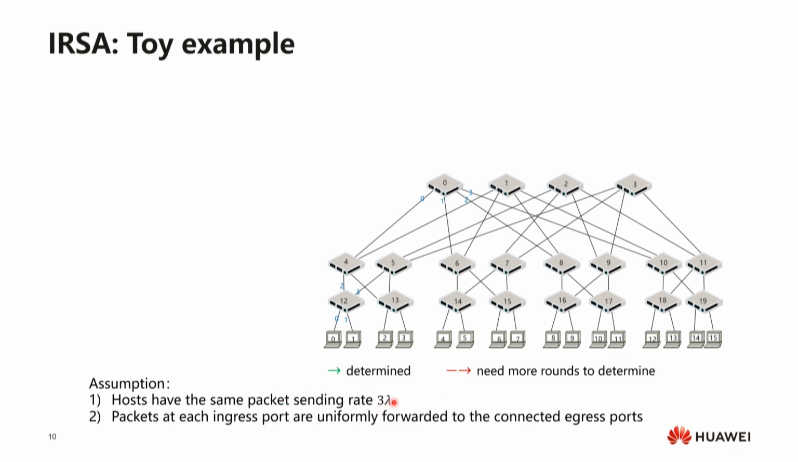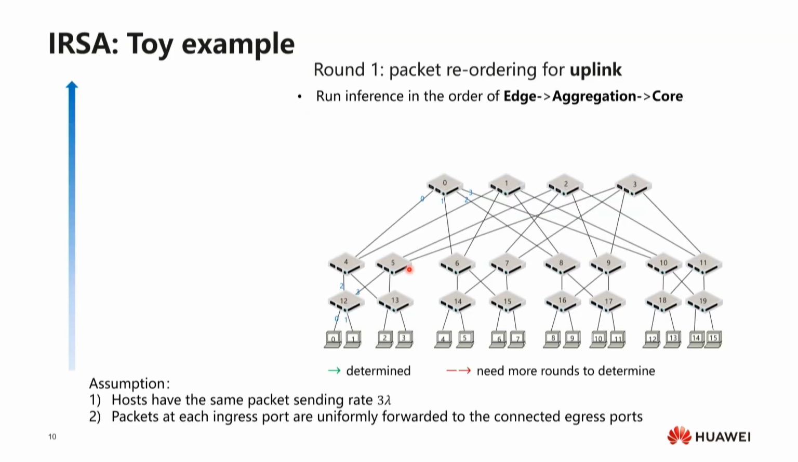So here we assume that all the hosts have the same sending rate of 3 lambda, and all the packets at each ingress port are uniformly forwarded to the connected egress port uniformly. And the first round, we can see the packet reordering for uplink. Yes, and we ran the inference from the bottom to the core switches.